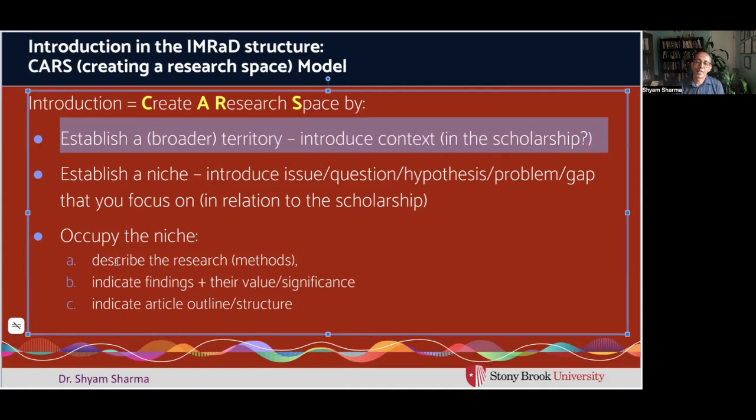One is, like we said before, describe the method of study in order to occupy the niche. Here's how I studied. Describe the findings, and here's what I found mainly. And if you want to add a little bit of discussion or significance, add in some indication of that. And finally, some writers want to indicate the outline of the article in the way they occupy the niche. So that is creating an outline for the introduction.